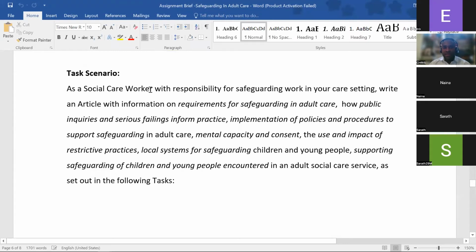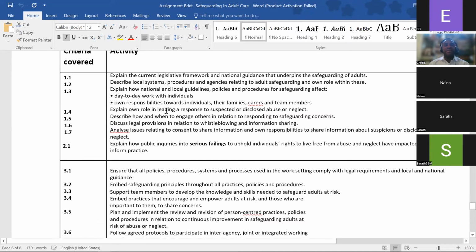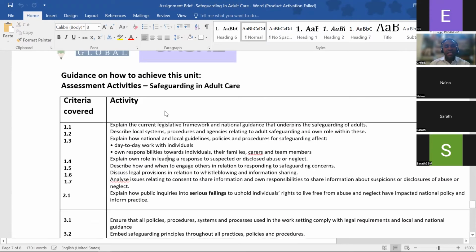As a social care worker with responsibility for safeguarding work in your care setting, write an article with information on these key areas: requirements for safeguarding in adult care, how public inquiries and serious failings inform practice in adult safeguarding, implementation of policies and procedures to support safeguarding in adult care, mental capacity and consent, the use and impact of restrictive practices, local systems for safeguarding children and young people, supporting safeguarding children and young people encountered in adult social care services, as set out in the tasks. So these are the tasks.